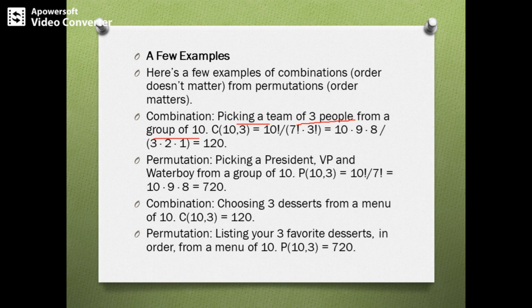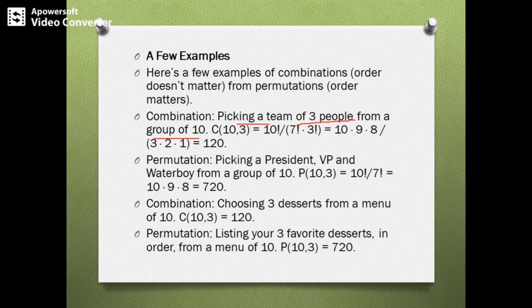So this comes under combination, which can be written as C of 10 comma 3. So out of 10 we are supposed to select a team of 3. So C of 10 comma 3 is 10 factorial by 7 factorial into 3 factorial, which is 120.